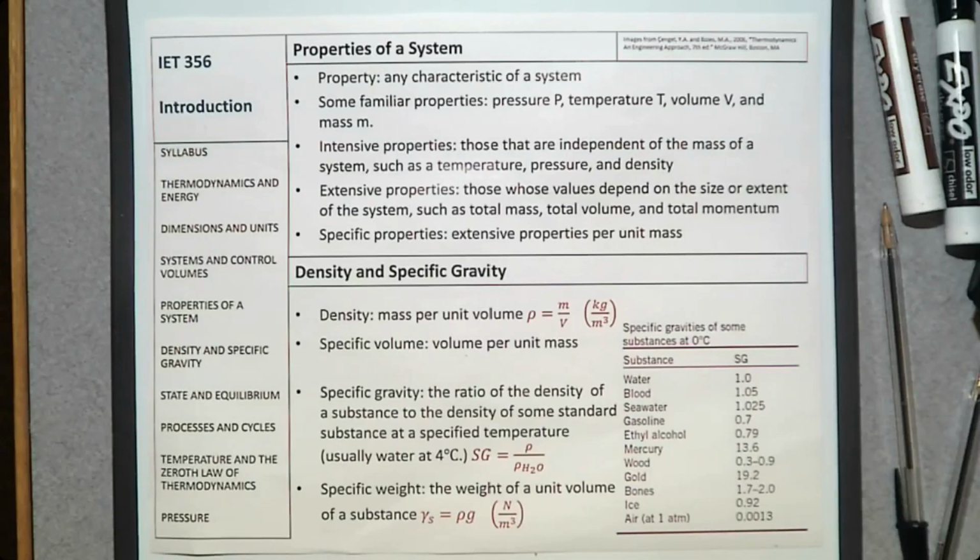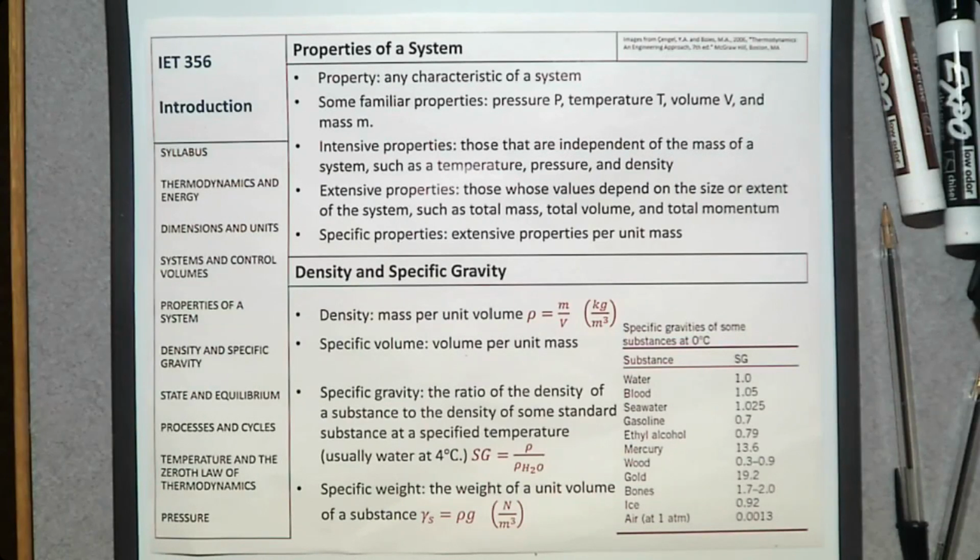On the other hand, volume, mass, momentum, and energy are extensive properties. They depend on the size, on the mass of the system. So if you increase the mass, its extensive properties go up. For example, the total energy: if the mass goes up, the total energy goes up.